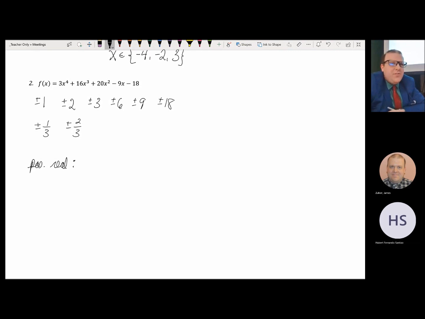See how many positive real zeros we can have. It starts off plus, plus, plus, to minus. There's a sign change to minus. One sign change. We're guaranteed a positive real zero.